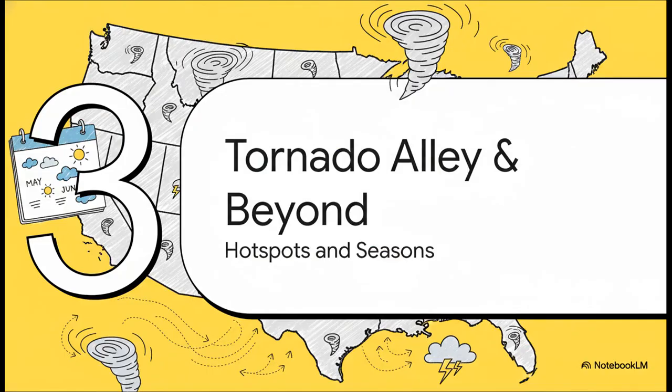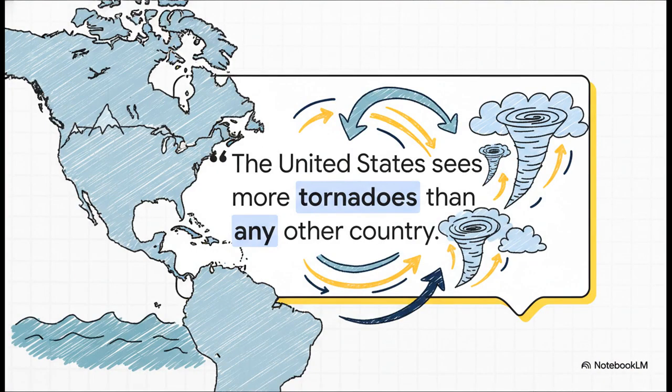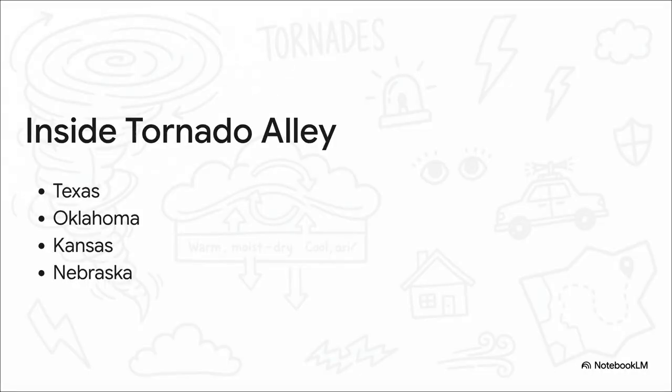All right, so now we know how they form. Let's talk about where and when you're most likely to see one. Because, yeah, they can technically happen almost anywhere, but there are definitely hotspots on the map. And the number one hotspot in the entire world, it's the United States, and it's not even close. Our unique geography here in North America, with the Gulf of Mexico to the south and the Rocky Mountains to the west, it's just the perfect setup for those key ingredients, that warm, moist air and that cool, dry air, to meet and clash.